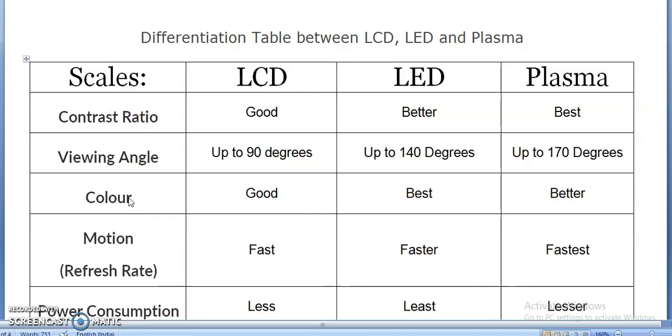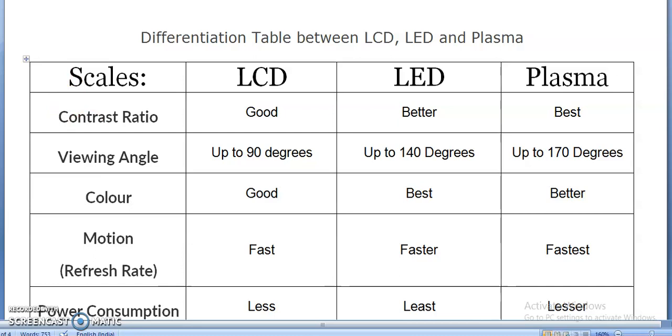As far as the viewing angle is concerned, the LCD provides a 90-degree viewing angle, and up to 140 degrees LED is providing. And plasma has the best viewing angle, and it can provide up to 170 degrees, which is almost nearer to the 180. So you can have a viewing angle up to 170 degrees.